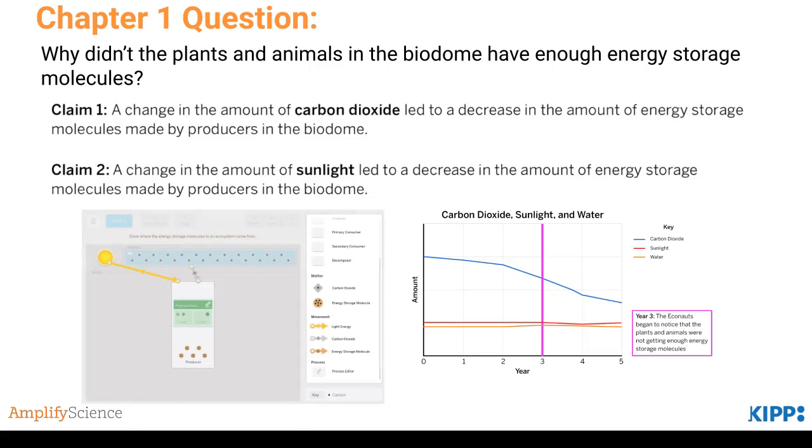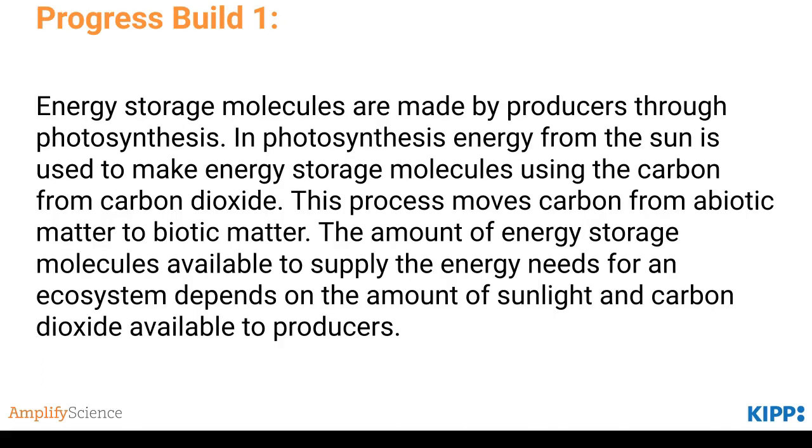They then create a final model to send to the equinauts to help them understand where these energy storage molecules were coming from. This leads us to the progress build 1, which states that energy storage molecules are made by producers through photosynthesis. In photosynthesis, energy from the sun is used to make energy storage molecules using carbon from carbon dioxide. This process moves carbon from abiotic matter to biotic matter. The amount of energy storage molecules available to supply the energy needs for an ecosystem depends on the amount of sunlight and carbon dioxide available to producers.